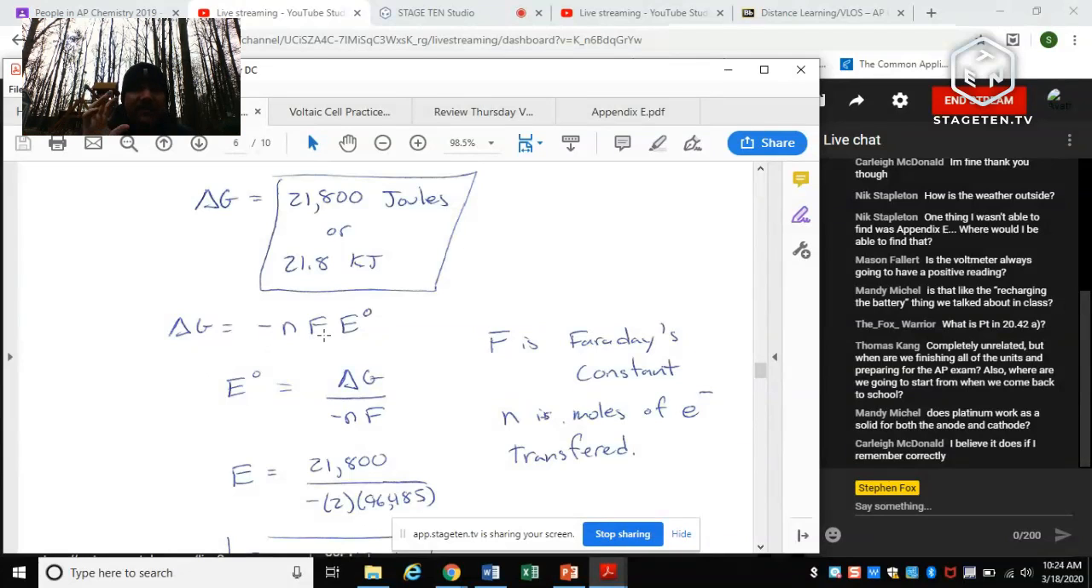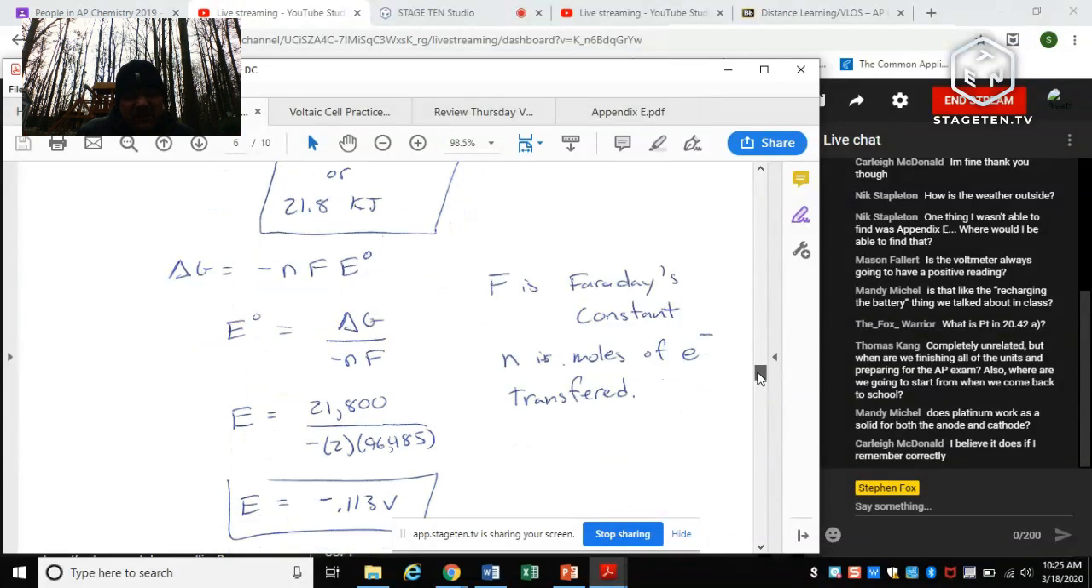F is Faraday's constant. That's on your formula sheet. It's 96,485 coulombs per mole of electrons. Sorry, joules per coulomb is what a volt is. Okay, so again, Faraday's constant, 96,485 coulombs per mole of electrons. But it's on your formula sheet. When you see F in those equations, it's Faraday's constant, okay?